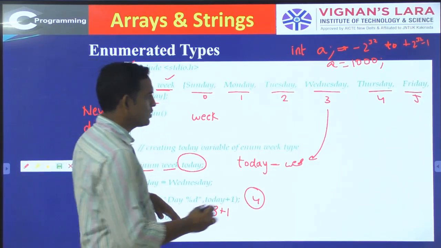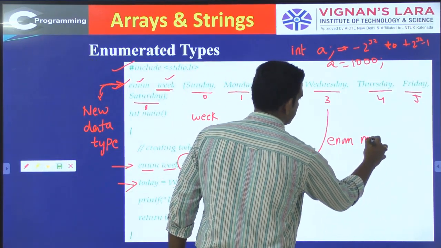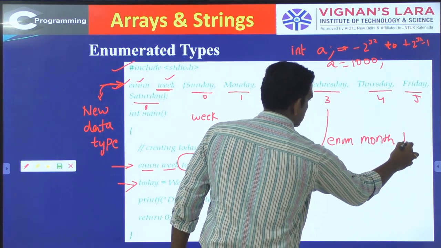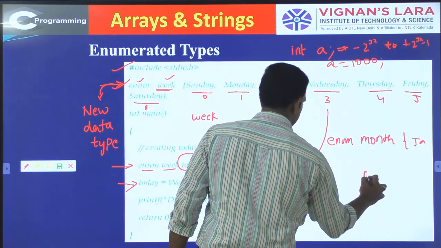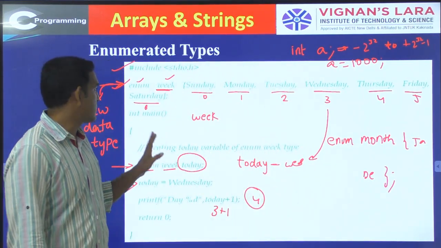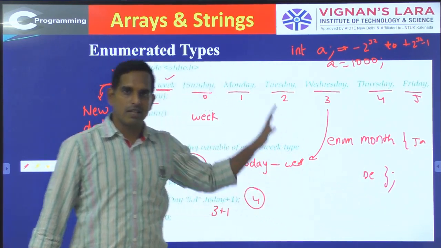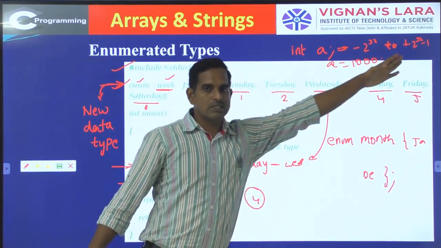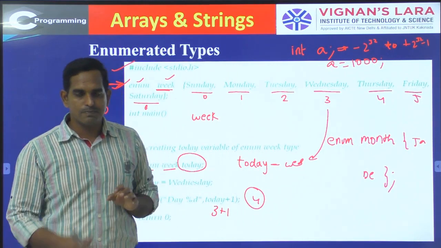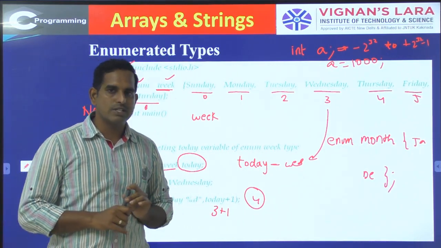Similarly, you can write an enumeration for month as well. Enum month, January to December, like this. You can have your enumerations in this manner to work on this simple set of values rather than the large number of values in the general data types. So this is about enumeration.